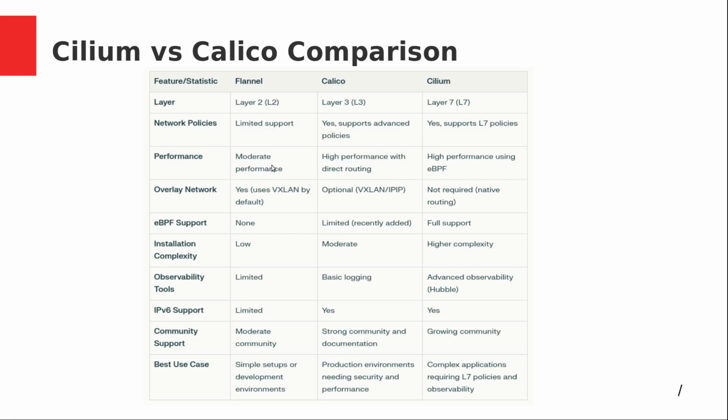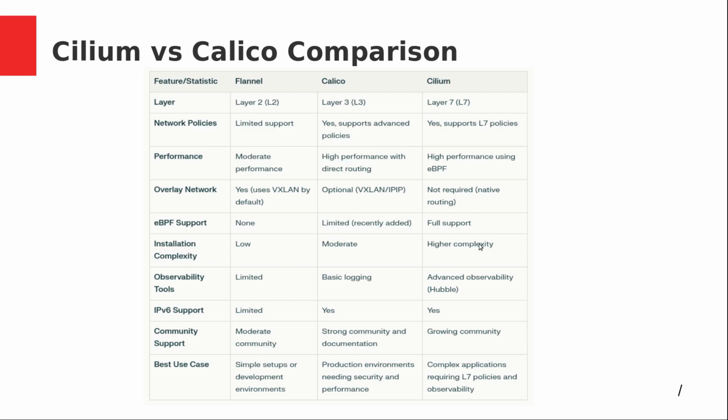Performance, so this is where they use different methods to do CNI. Cilium uses something called eBPF. I'm not going to go into that. I won't claim advanced knowledge of that, but this is a different paradigm to the other ones. There's something called overlay networking. Again, this is another thing. eBPF support I mentioned. So yeah, look, Calico is limited and recently added, where Cilium was full. That was a differentiator that it had from the beginning.